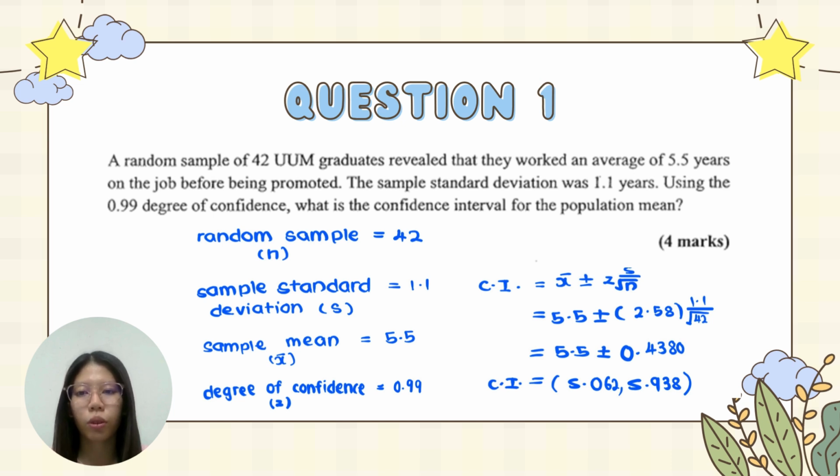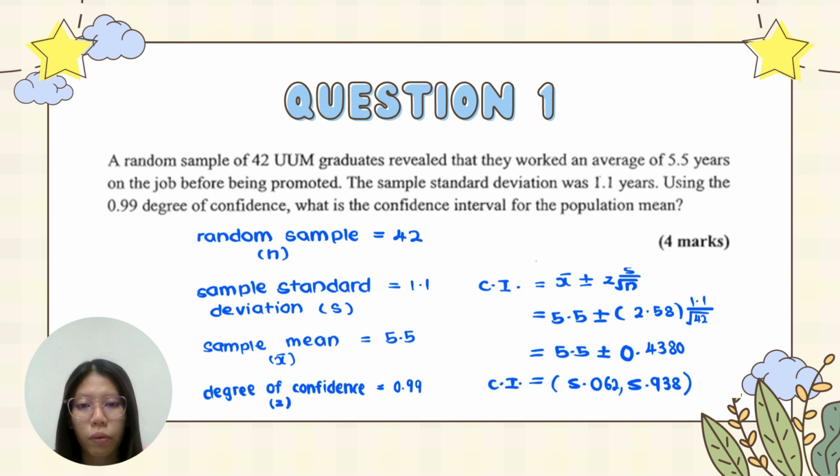In the question, we know that the random sample is equal to 42, the sample standard deviation is equal to 1.1, the sample mean is equal to 5.5, and the degree of confidence is equal to 0.99. So we will calculate the confidence interval for the population mean.